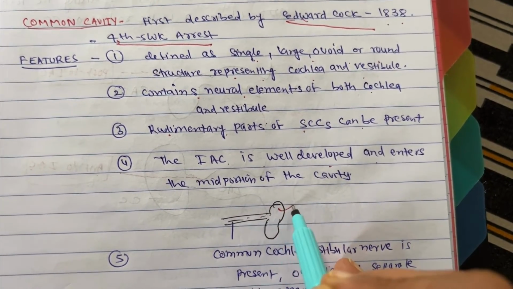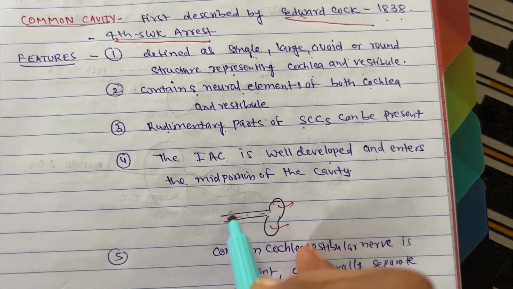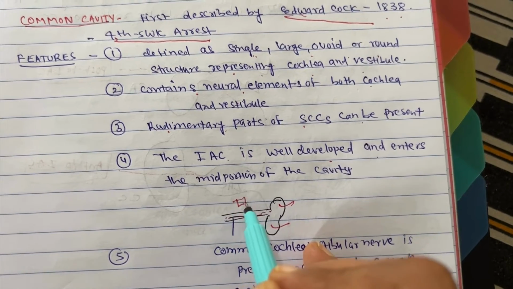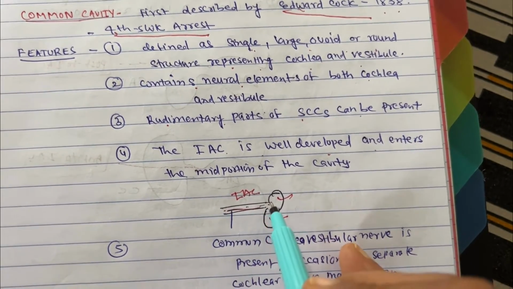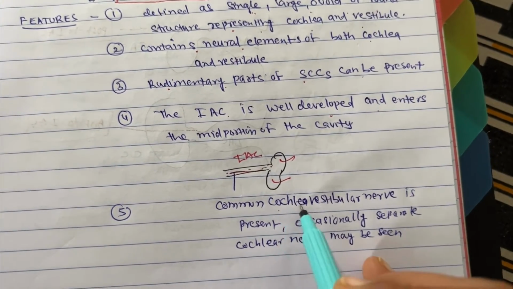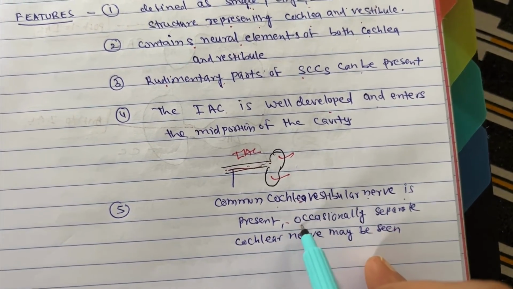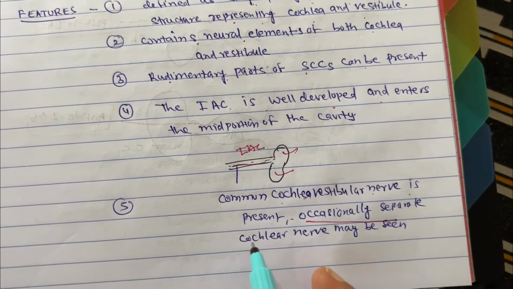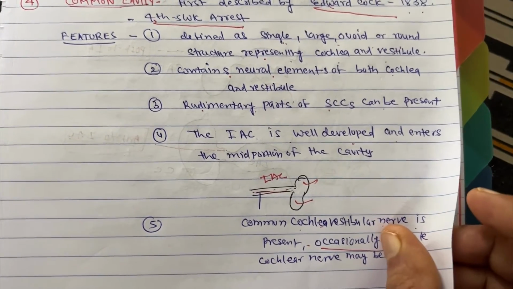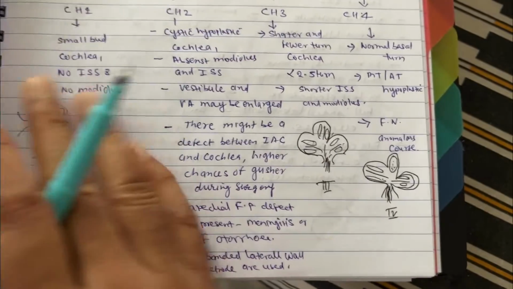This is cochlea and this is vestibule. So in this common cavity, in the middle, the internal auditory canal is seen. You can see it in the CT scan. I will put the CT scan also after this. The common cochleovestibular nerve is present. Occasionally a separate cochlear nerve may be seen, but most of the time it is a common bundle of cochleovestibular nerve.